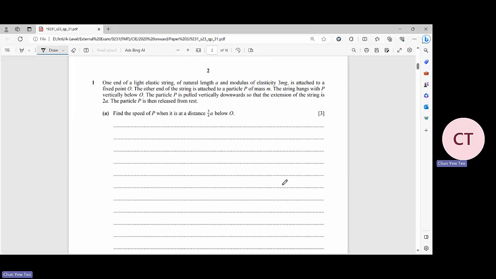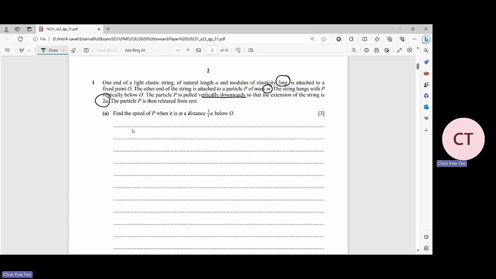Number 1. One end of a light elastic string of natural length A and modulus of elasticity 3mg is attached to a fixed point O. The other end of the string is attached to a particle P of mass m. The string hangs with P vertically below O. The particle P is pulled vertically downward so that the extension of the string is 2A. The particle P is then released from rest.